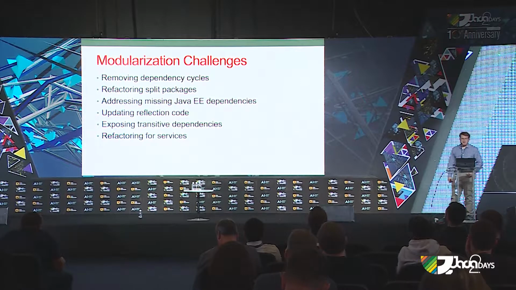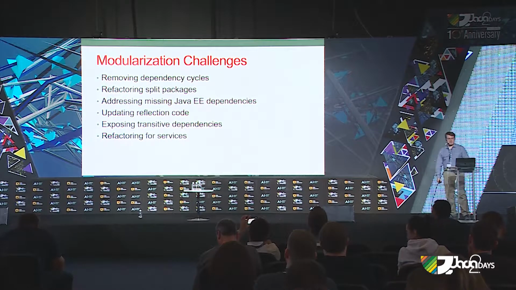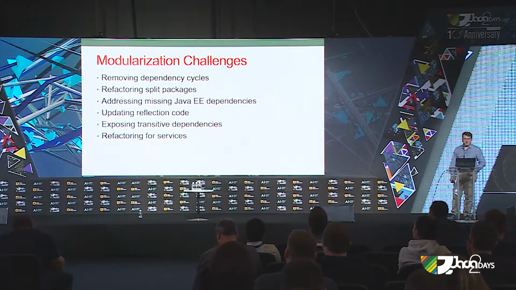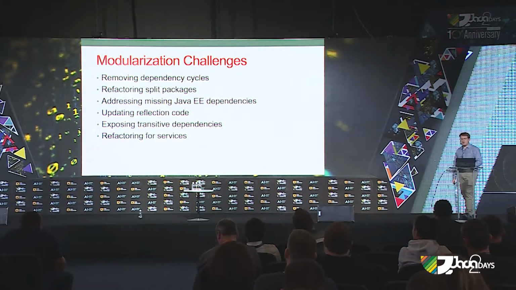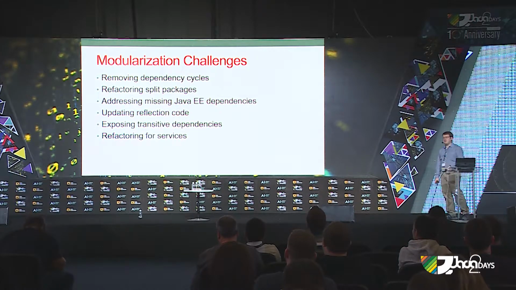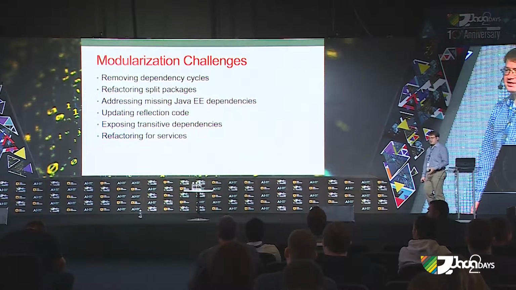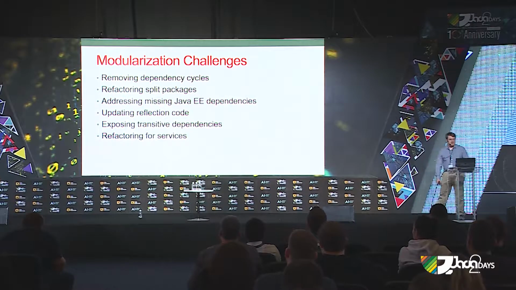So, modularization challenges. The challenges are removing dependency cycles, which you can address using the services mechanism to break cycles, which is the reason why it was added; refactoring split packages; and addressing missing Java EE dependencies, because Java EE libraries that were included in the JDK in the past, such as JAXB, are now removed, so those are no longer there.